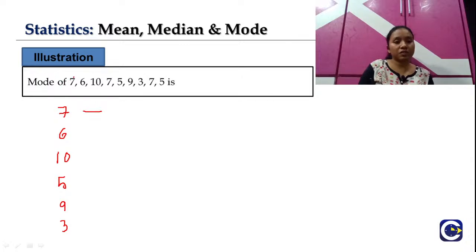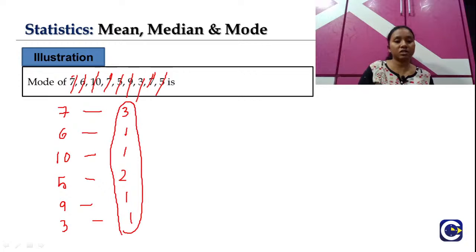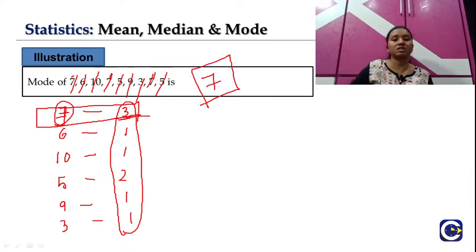So what is the frequency of 7 here? 1, 2 and 3. So it will be 3. For 6 it will be 1, and for 10 it's again 1. For 5 the frequency is 1 and 2. And 9 frequency is 1, and 3 also frequency is 1. So what is the highest frequency here? 3 is the highest frequency. And what is the corresponding value? The corresponding value is 7. So the mode of the given individual distribution is equal to 7 because the frequency of 7 is highest amongst the given data. Right, so it's very easy when the given data is an individual series.